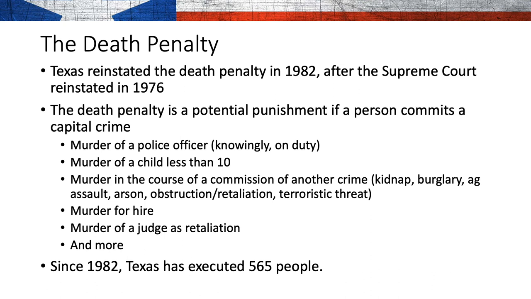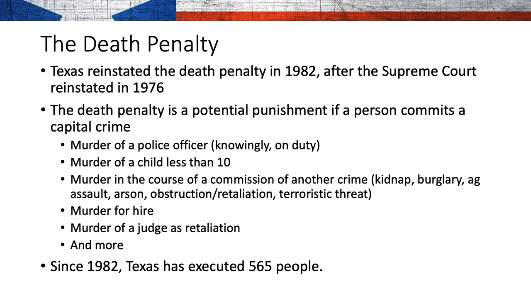weapon, arson, obstruction or retaliation, terroristic threat. Any of those crimes being committed, and then a murder also results, that is a capital offense. Murder for hire is a capital offense. Murder of a judge as retaliation is a capital offense. And there are others, you have to just look at the actual statute. Since 1982, Texas has executed 565 people.